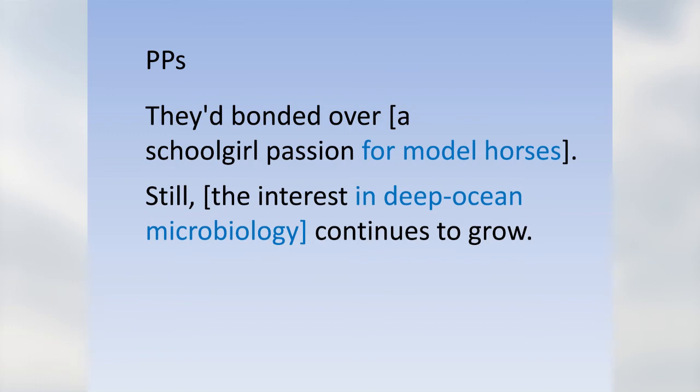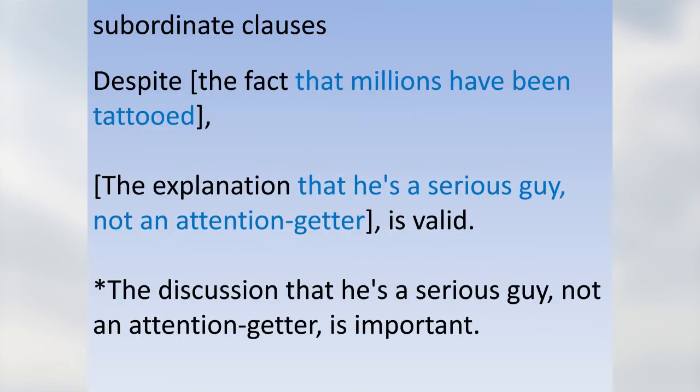And then the other kind is a subordinate clause. Now check out this. The fact that millions have been tattooed. Millions have been tattooed is a clause, right? With a subordinator, that. You see it? Millions is the subject, have is the verb, and tattooed is the complement. Right? But that whole clause is inside the noun phrase, of which fact is the head.